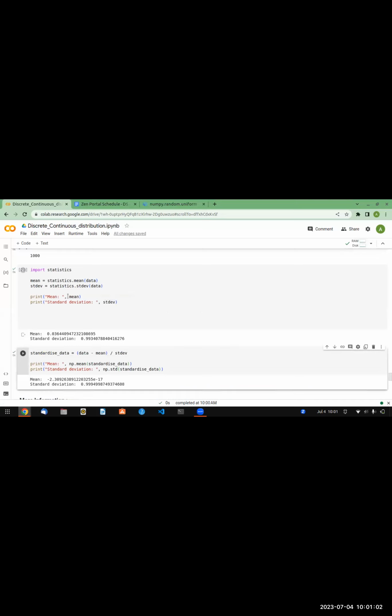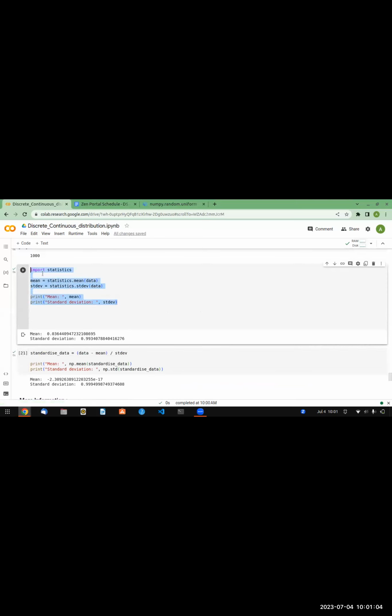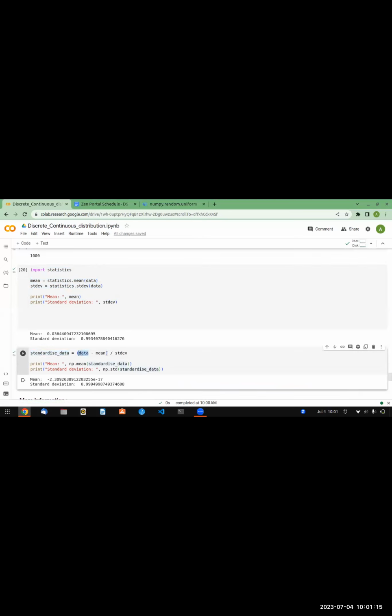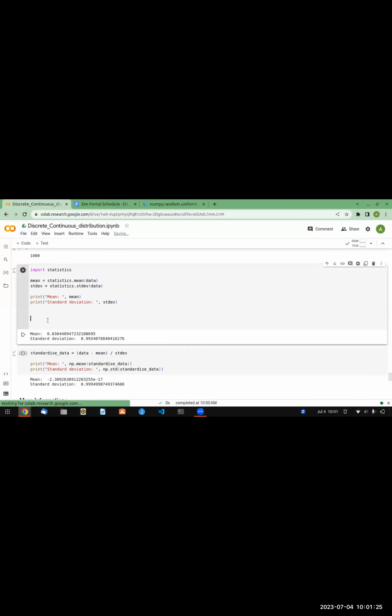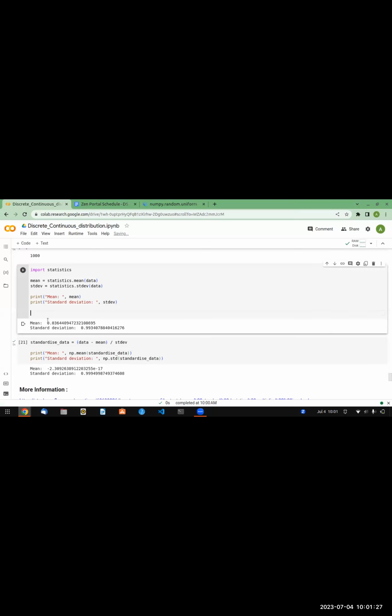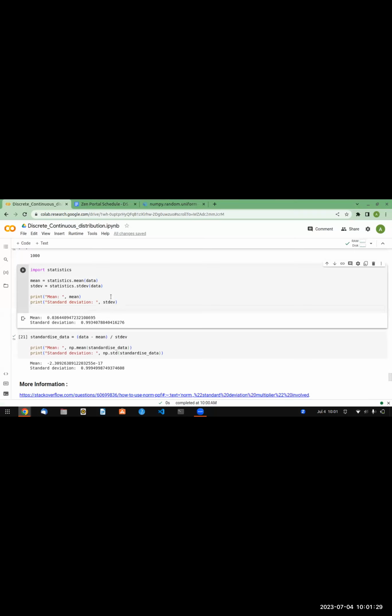So this is my normal mean and standard deviation after I got my data point. This is understood, this part? Yes, sir. Now let's standardize my data. How to standardize my data? This data minus mean divided by sigma. This is the formula for standardization. This is the standardized normalization form.